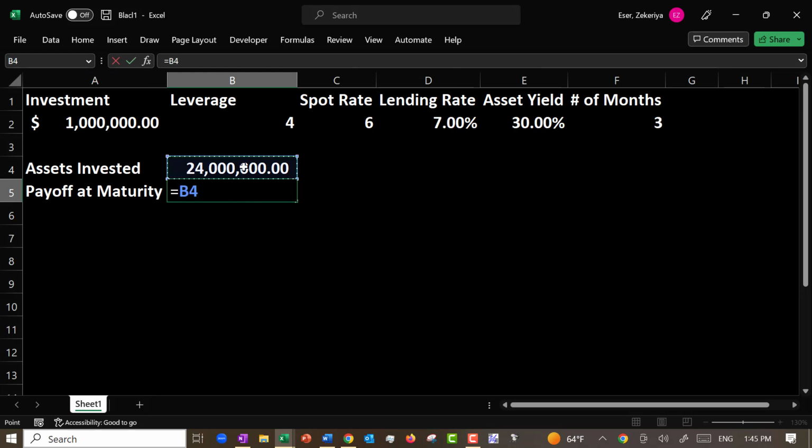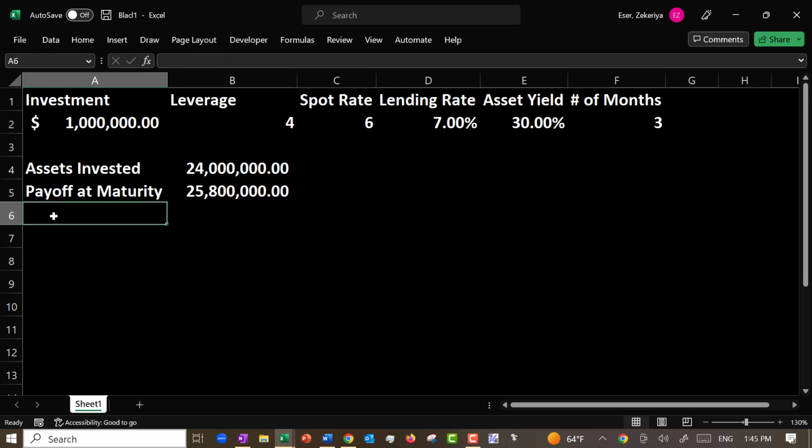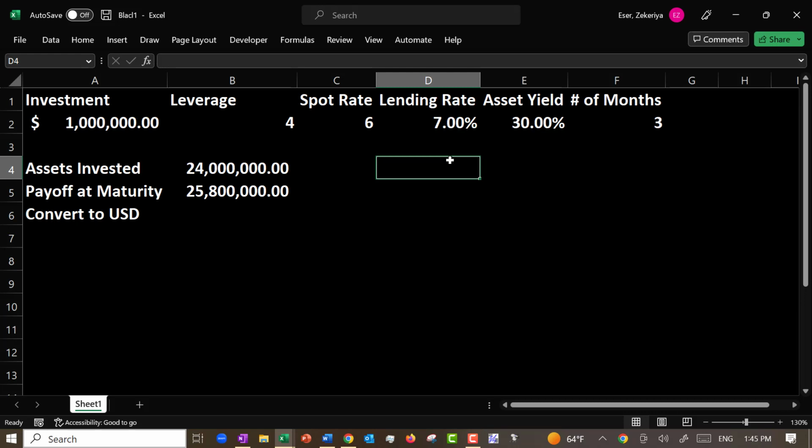I'm gonna take that 24 million rubles, invested at 30%. But since it's for 3 months, I'm effectively getting 7.5%. Convert to dollars. So the FX rate at maturity, 6.10, let's say.